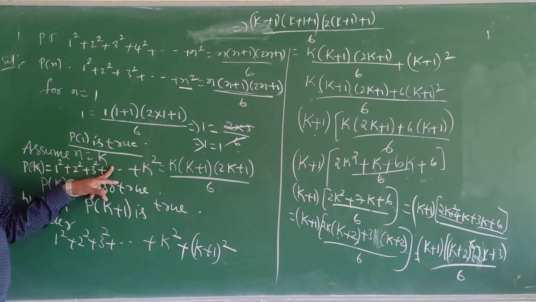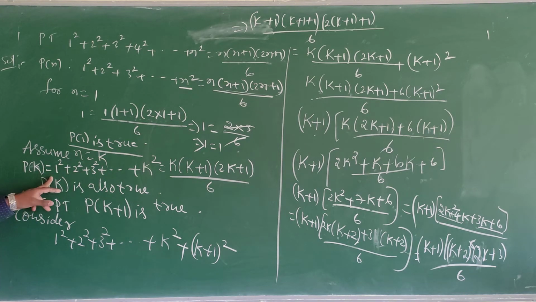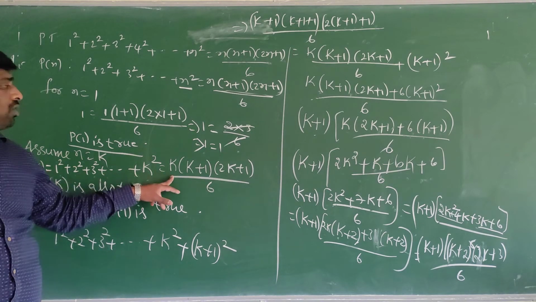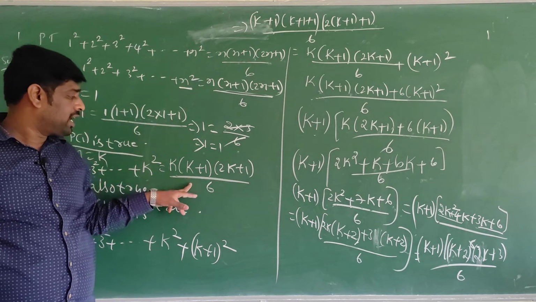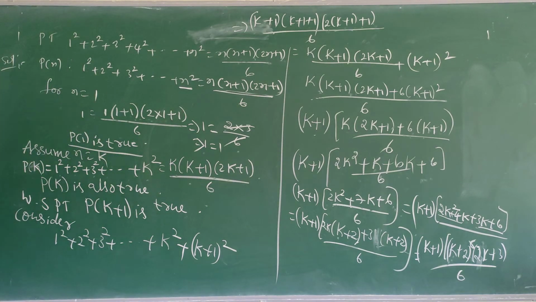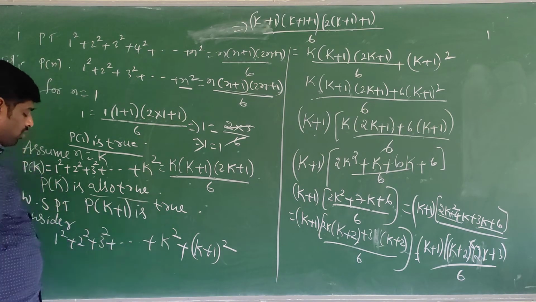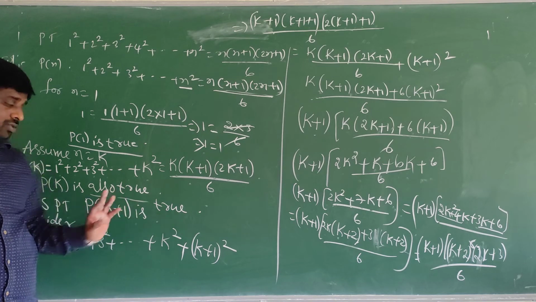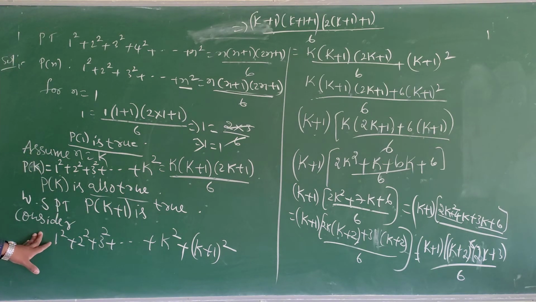Assume n is equal to k. P of k equals 1 square plus 2 square plus 3 square and so on plus k square equals k into k plus 1 into 2k plus 1 divided by 6. P of k is also true, okay. We shall prove that P of k plus 1 is true. P of 1 is true, P of k is true. Now I have to prove P of k plus 1 is true.